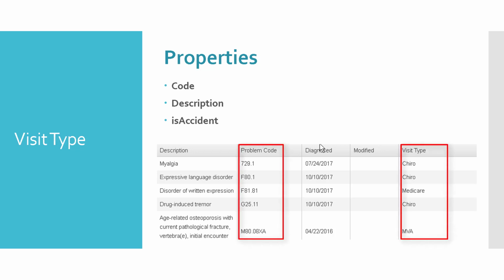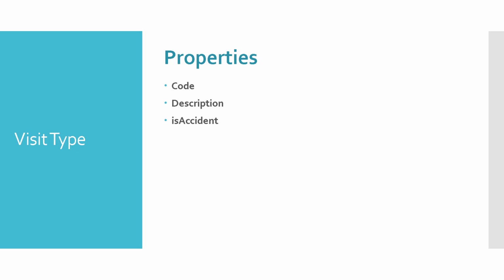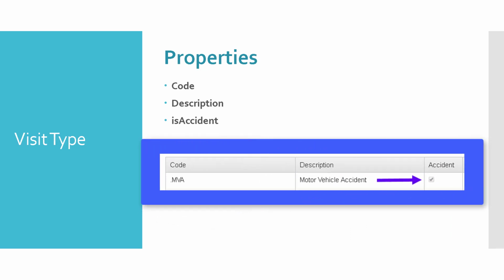So if a patient has ongoing cases for motor vehicle accident, personal injury, and wellness care, they can have a different set of active diagnoses populating the visit record when you select those specific visit types from the drop-down list. A visit type has a short code and a description to identify it. The final property of visit type is accident.